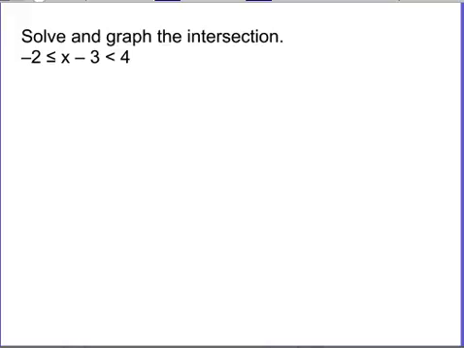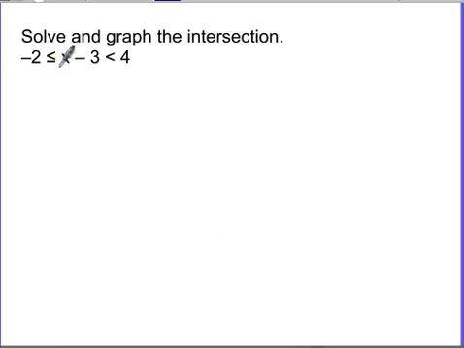All right, so now we just have some examples to look at. Solve and graph the intersection of this one right here. And what's different about this one? There's one that has an equal sign and one that has a regular sign. What else is different about it? There's numbers. Yeah, it's not just x in the middle. Now we actually have two different inequalities to solve.